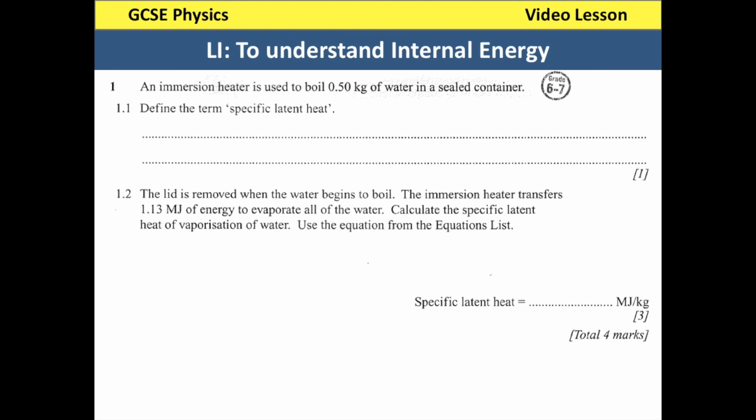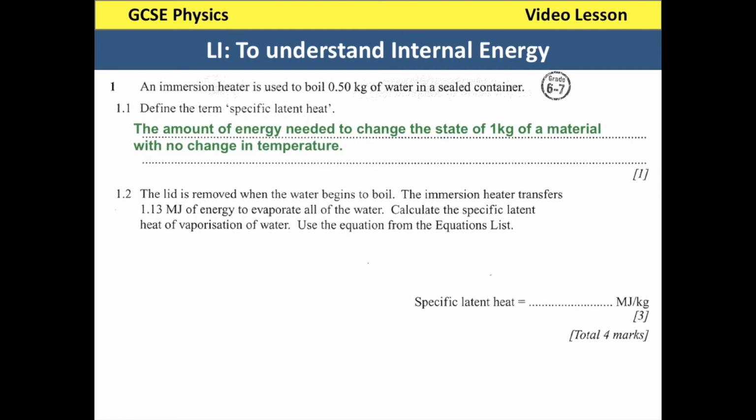Okay, second set of questions. Number 1, an immersion heater is used to boil 0.50 kilograms of water in a sealed container. Define the term specific latent heat. Note for this question that it hasn't specified latent heat of fusion or vaporization, so we shouldn't be specific about which change of state is happening. So we just say it's the amount of energy needed to change the state of 1 kilogram of a material with no change in temperature.